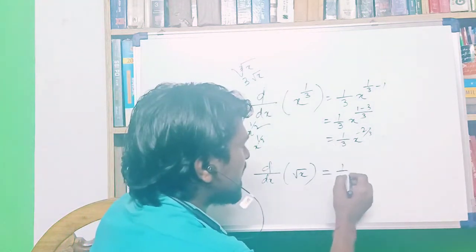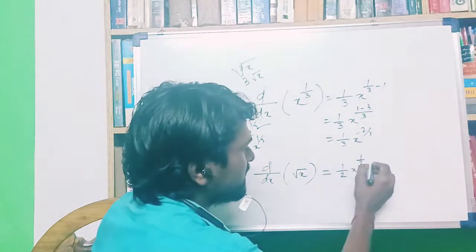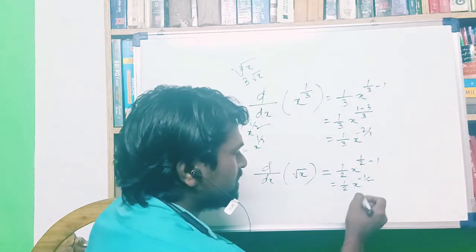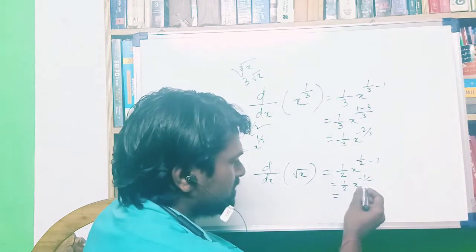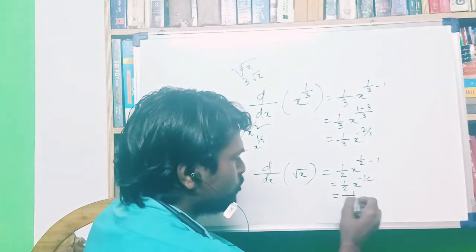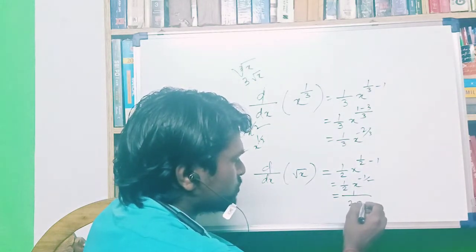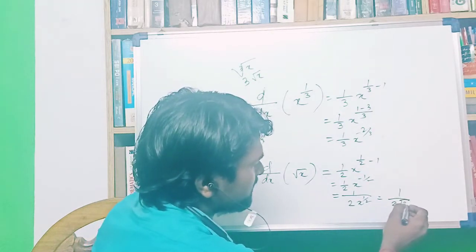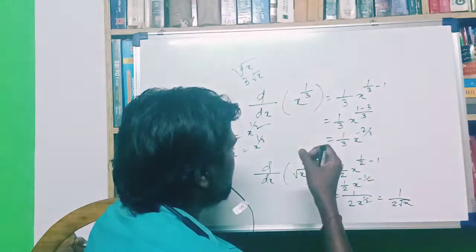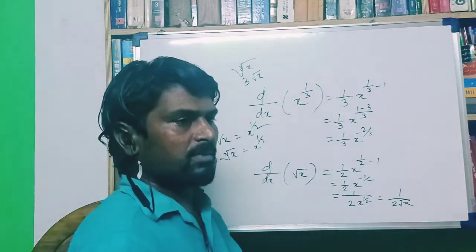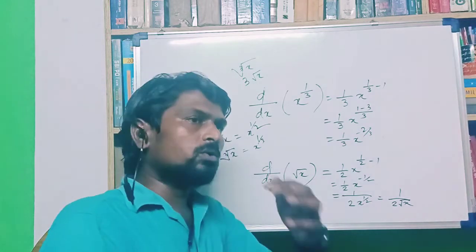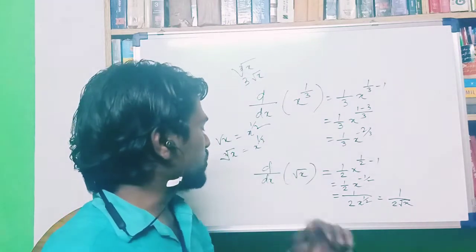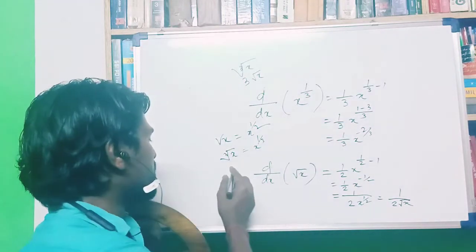So half x to the power of half minus 1 means x to the power of minus half, and when this minus half is written in the denominator, it becomes 2 into x to the power of half. So it is 1 by 2 root x. These equations are used for different calculations, so you have to memorize the formula. This is taken as formula number 2.